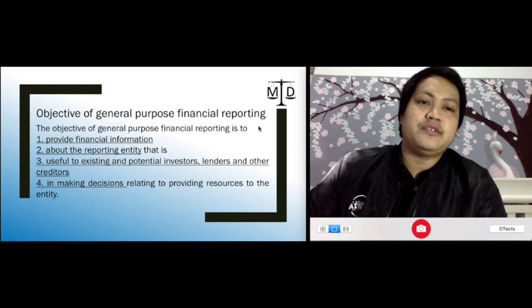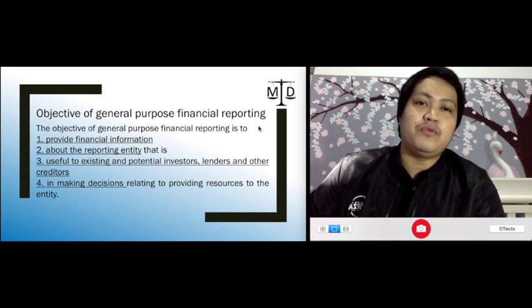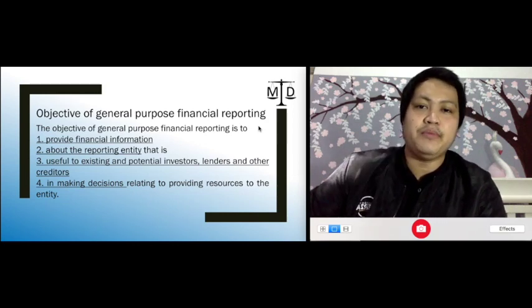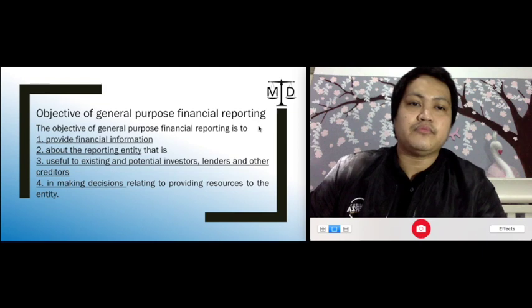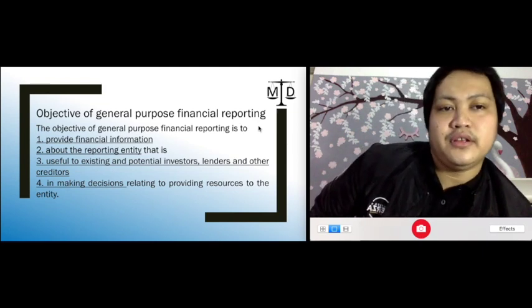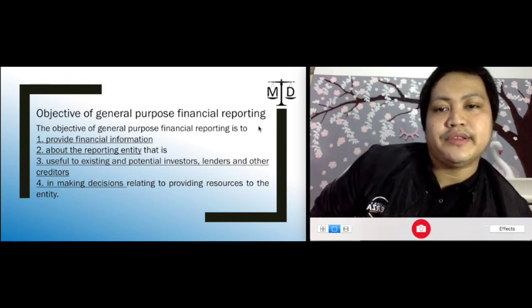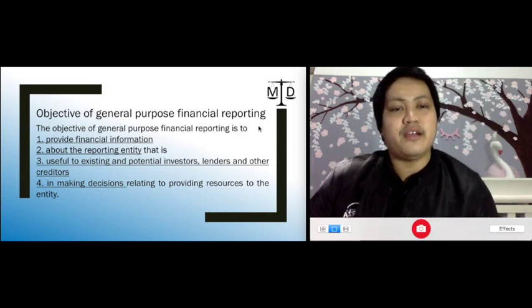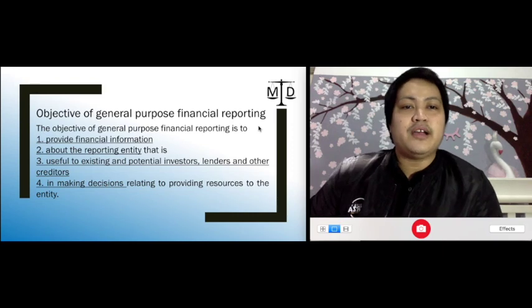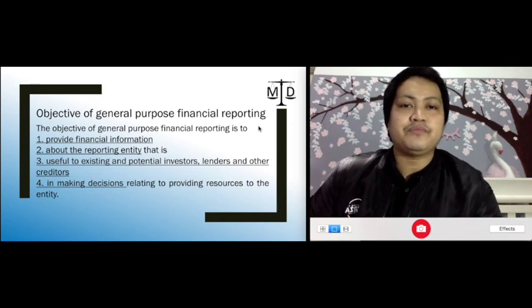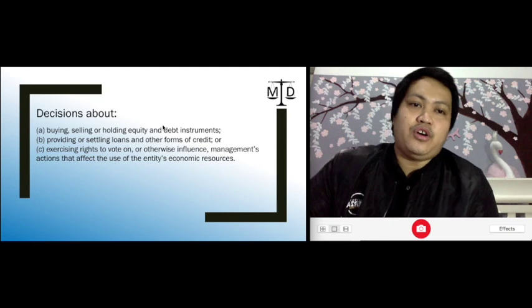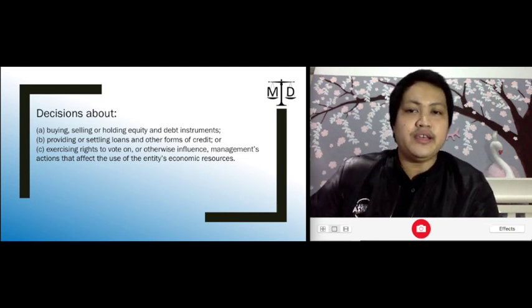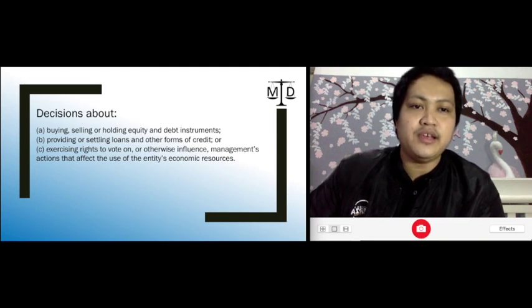Then of course, we aim to provide useful information so that the financial statement users can come up with informed economic decisions. Now, if our primary users are contemplating whether they should provide resources to the entity or not, what then are their information needs? What kind of decisions will they have to make? The decisions of our primary users would be on whether to buy, to sell, or to hold the equity or debt instruments of the entity.